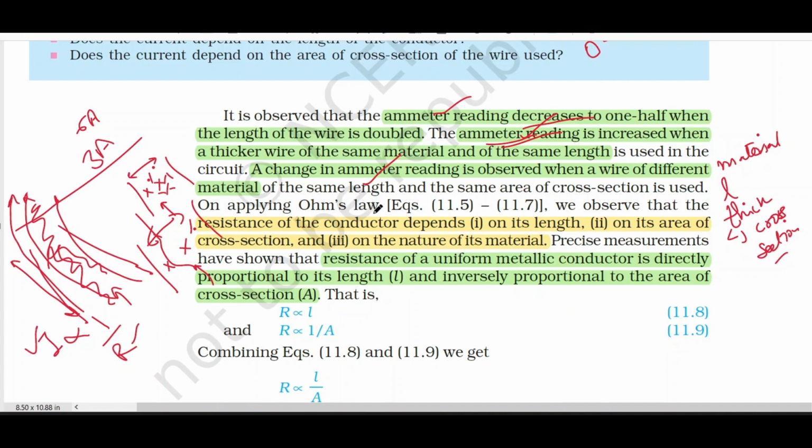In applying Ohm's law, we observe that the resistance of the conductor depends on length of the conductor, its area of cross section, and the nature of its material. Right. So these are the three things that we talked about. Precise measurements have shown that resistance of a uniform metallic conductor is directly proportional to its length and inversely proportional to the area of cross section.